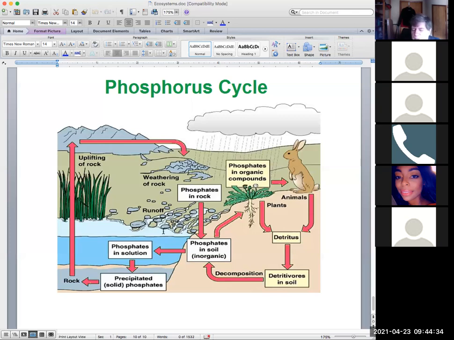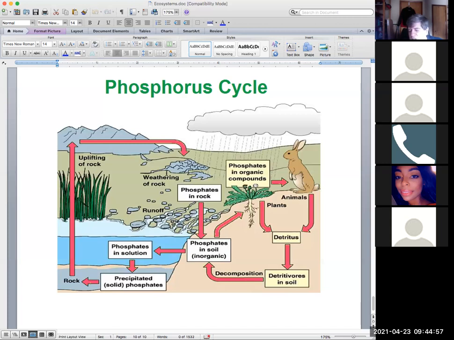And then two different things can happen to these phosphates. They can either be absorbed by plant roots, or they can go into solution, react with a calcium atom or a magnesium atom or other types of atoms as well, and form a solid and enter the long phase of the cycle.